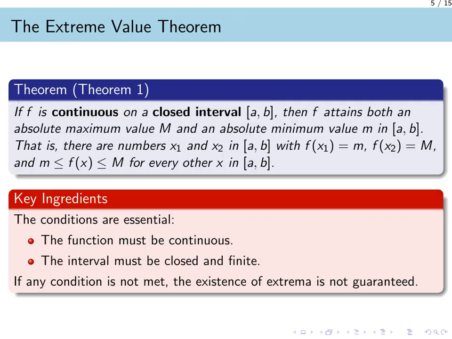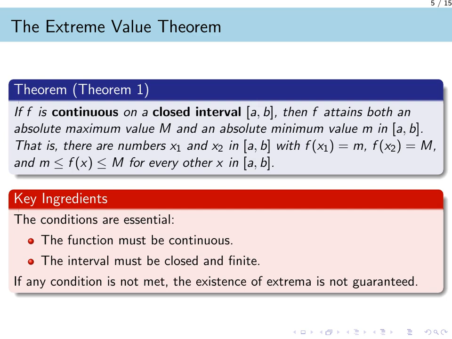After seeing that extreme values do not always exist, the extreme value theorem provides a crucial guarantee for when they must. The theorem states that if a function is continuous on a closed interval from a to b, then it is certain to achieve both an absolute maximum value, capital M, and an absolute minimum value, little m. This means there are points in the interval where the function's value is exactly M and m, and for all other points x, the value of f of x is between m and M, inclusive.